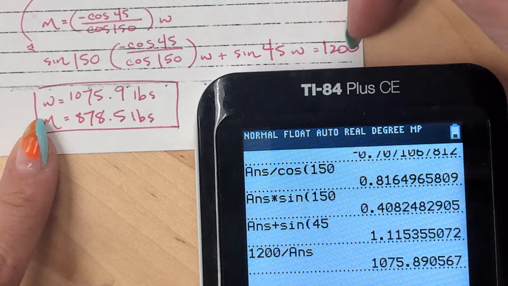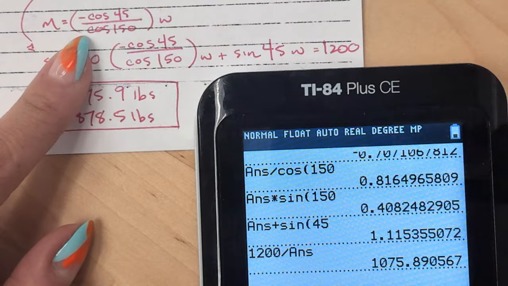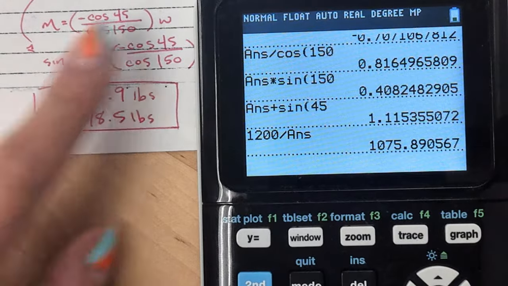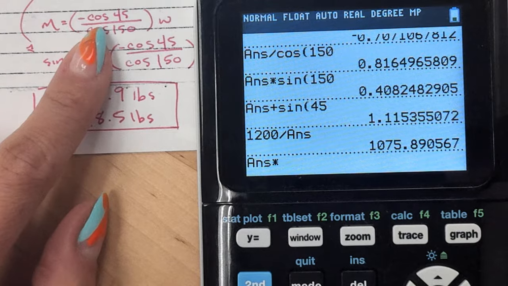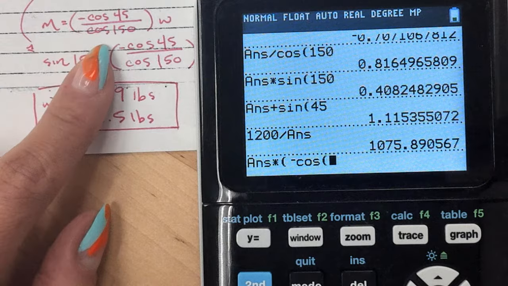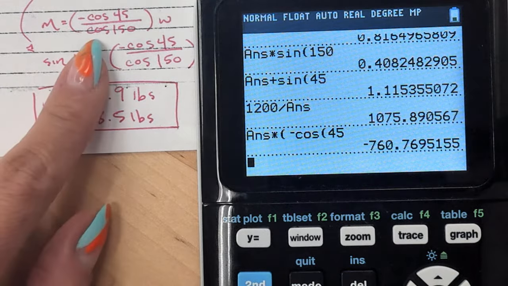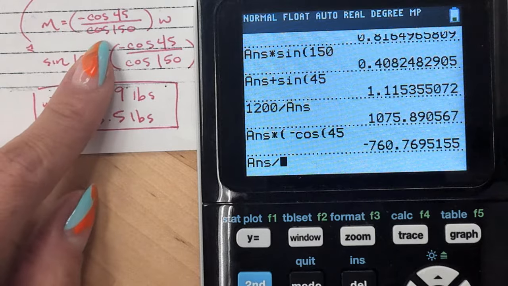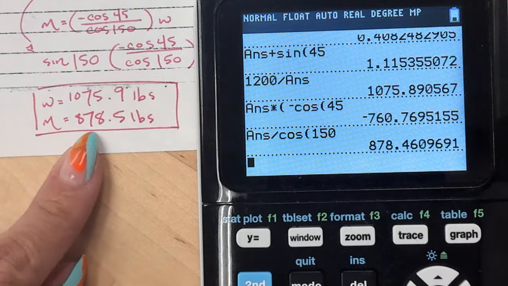I solved for W. How do we get m? Well, it's W times this. So I just have to multiply by a negative cosine of 45. Sorry, I did that wrong. And then I'm going to press enter, and then divide by a cosine of 150. There we go.